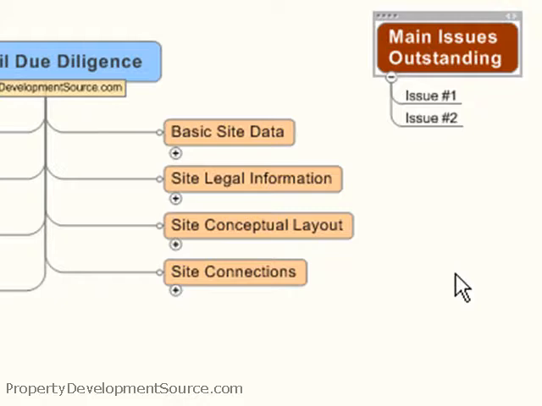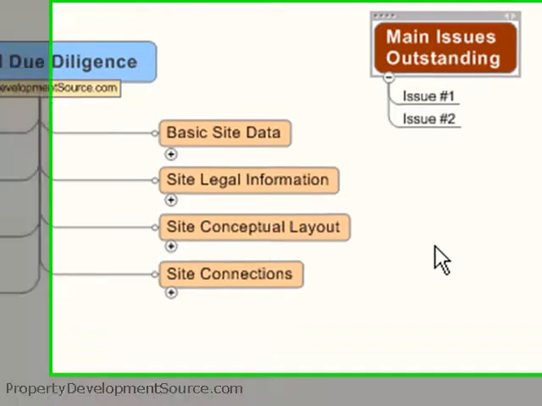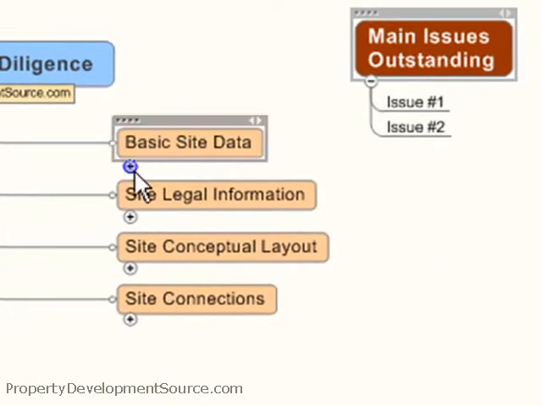What we typically do, and you'll see it on our due diligence reports, which you'll be getting one of for free as well, is we have a separate box called main issues outstanding, and we put anything that comes up that we either can't get the information for, or it's a known problem. We put that at the front of the reports that we do.